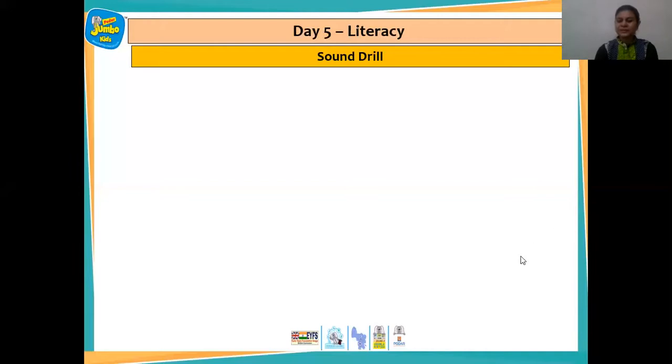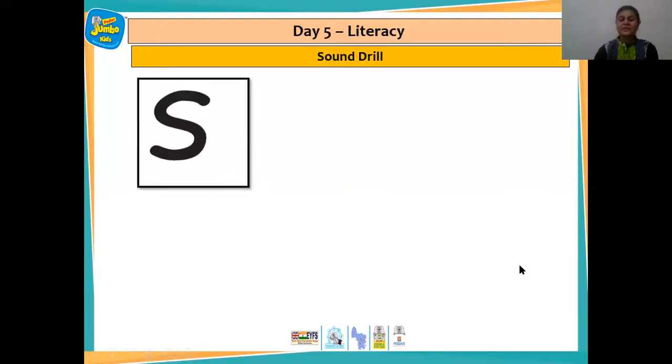That is correct. So children, let's get started by saying our golden rules. Elephant ears, magnet eyes, clean your desk for learning, hands on your lap and sweet talking mouth. Let's quickly revise all the sounds. And let's begin. Let us try and say the sound along with the action.